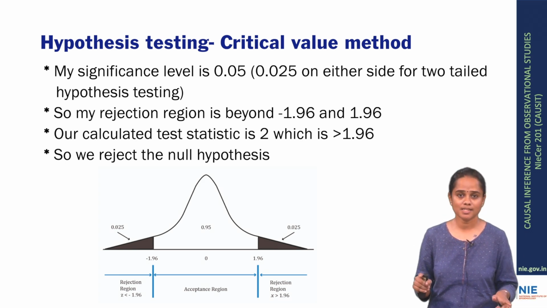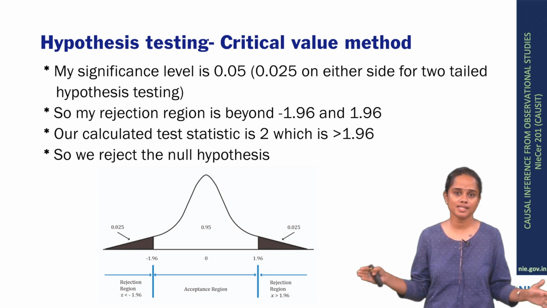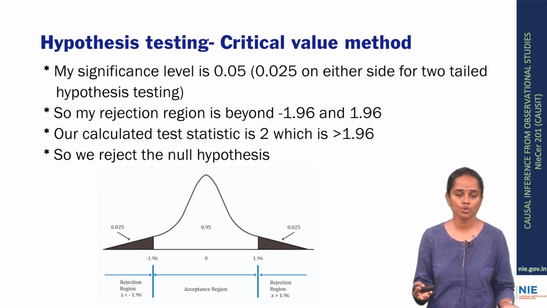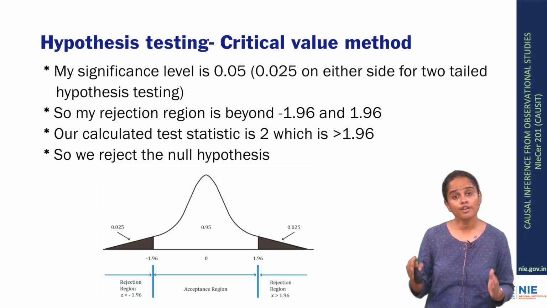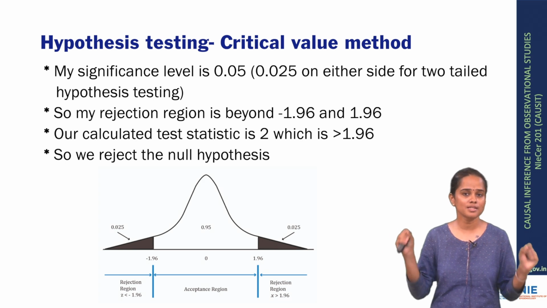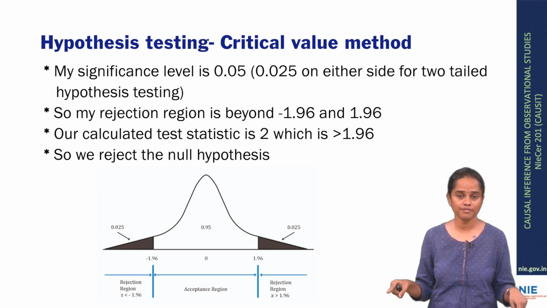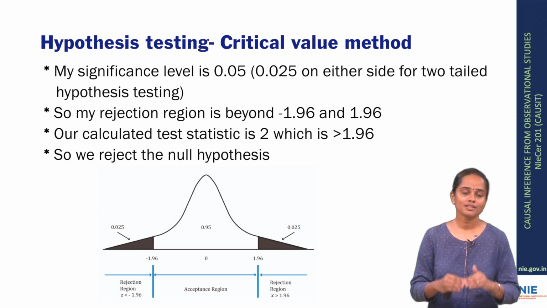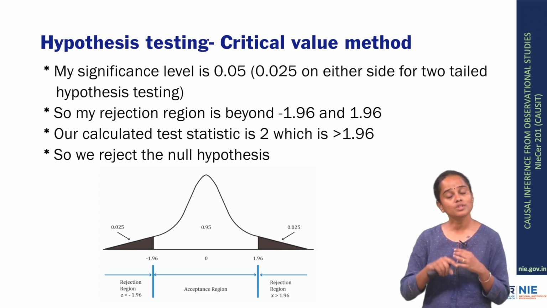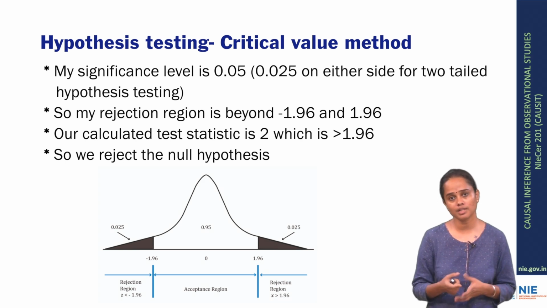Does my test statistic fall beyond this critical value? It could be on either side of the distribution because I've chosen a two-sided test. So, if my test statistic falls below or beyond this critical value on either side of the graph, then I would say that my null hypothesis stands rejected. Okay, so this is if you choose to use the critical value method.